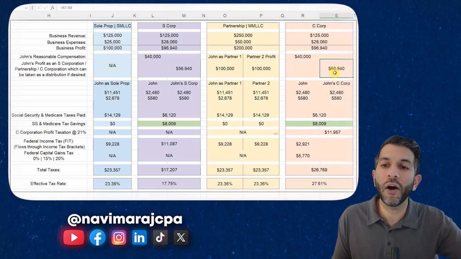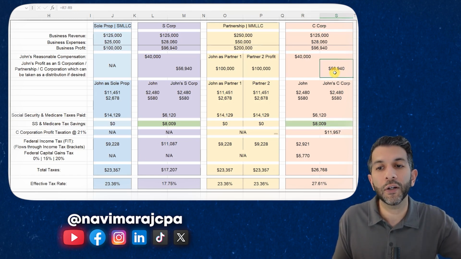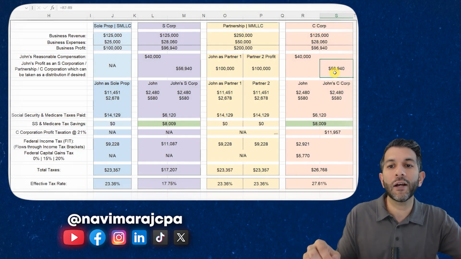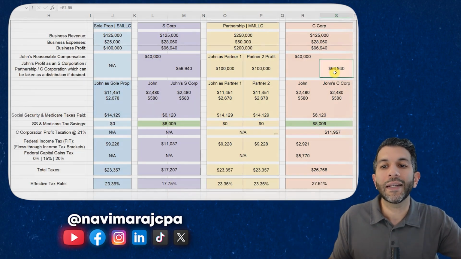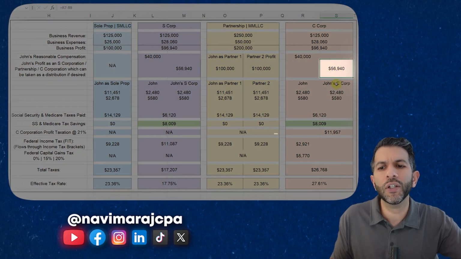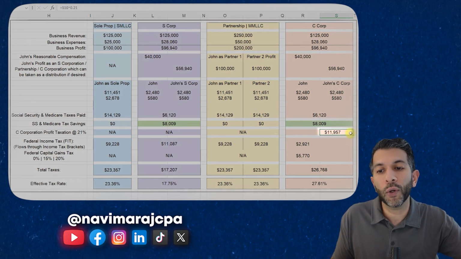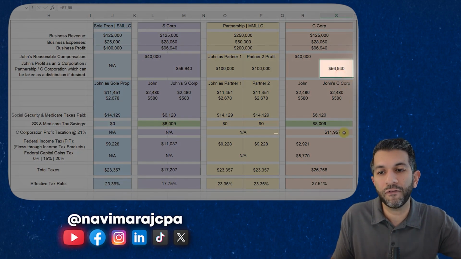Now, what about the other $56,940, right? Your business profit was $96,940. You took $40,000 as reasonable compensation. Now you have this $56,940. What are you going to do with it? Well, what you have to do is your C Corporation has to pay income tax on the $56,940.